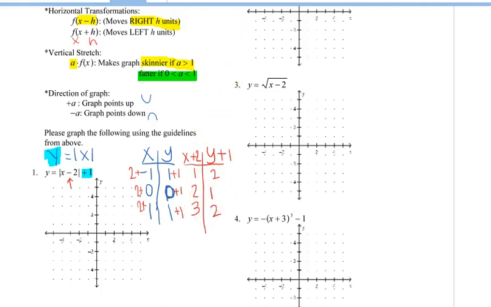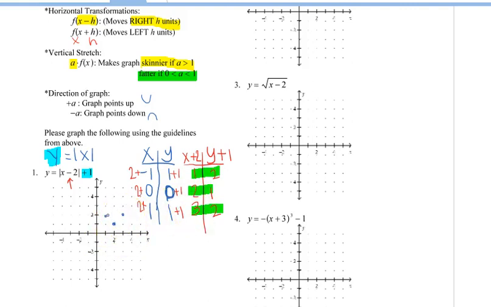So then what I have to do is graph each of these ordered pairs to come up with my final answer. So 1 comma 2 is right there, 2 comma 1, and 3 comma 2.